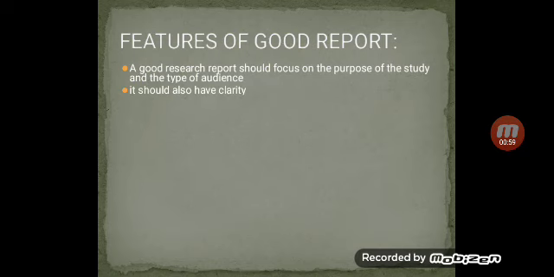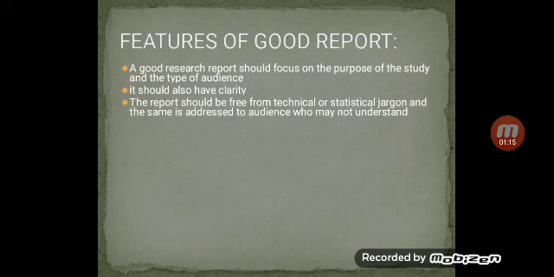Next, it should also have clarity. It should be clear in all senses, like appearance, font size, spacing, etc. Overall, it should be clear and understandable for the reader. The report should be free from technical or statistical jargon, as it is addressed to an audience who may not understand it. If the reporter uses difficult and technical words, it will be difficult for the reader to understand. So, he has to take care not to use such difficult words in the report.